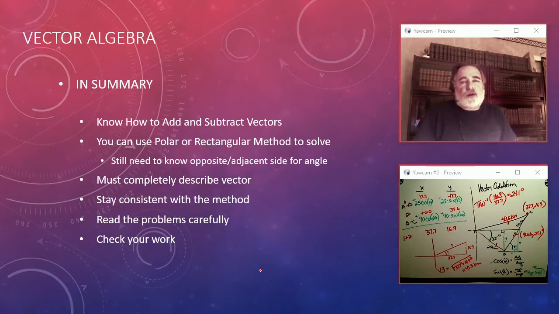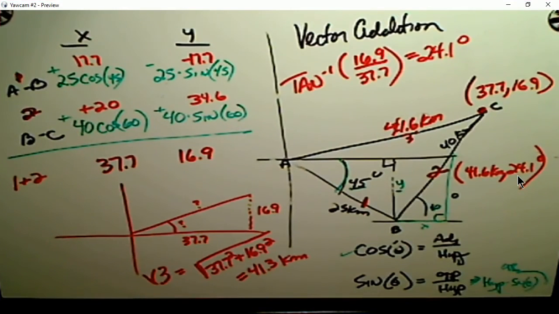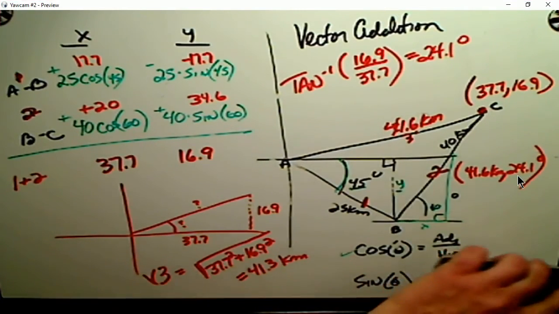So in summary, you have to know how to add and subtract vectors. You can use the polar or rectangular method to solve. You still need to know that opposite and adjacent side for getting the angle. You must completely describe a vector. Completely describing a vector means magnitude and direction. Stay consistent with your method and read the problems carefully. Check your work.